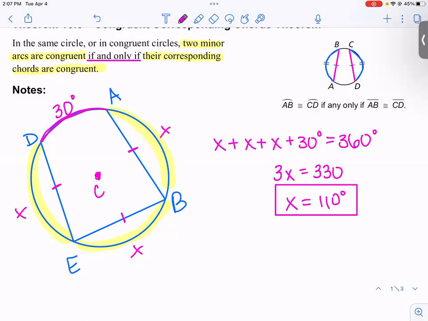If you have two chords that are congruent, you can assume by this theorem that the arcs are the same measure. Also, if you have two arcs that are the same measure, you can assume because of this theorem that the chords are congruent. Feel some? Lisa?